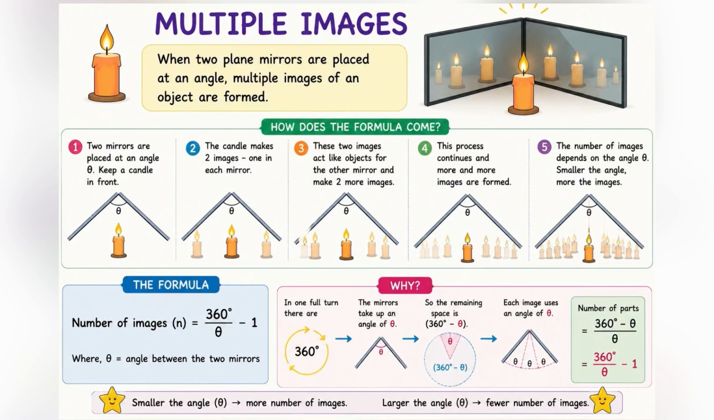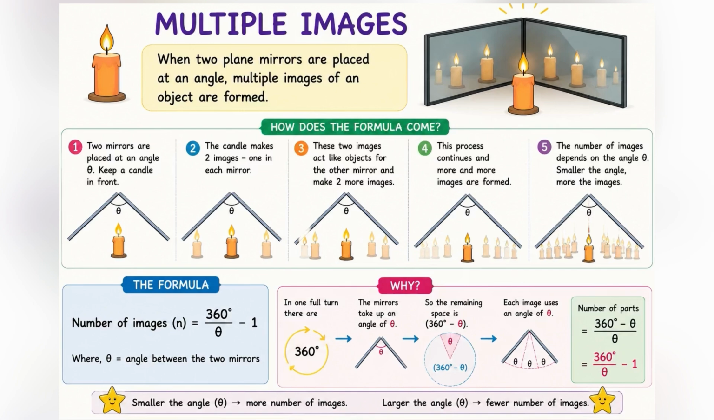And this repeated reflection of light between two mirrors is called multiple reflections. Now the question is, can we calculate the number of images without counting them one by one? The answer is yes. We can use a simple formula, that is n equals 360 by theta minus 1. Here n represents the number of images formed and theta represents the angle between the two mirrors.